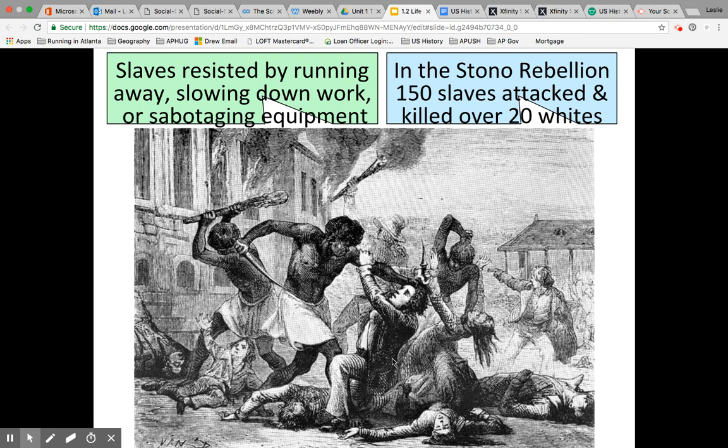In the Stono Rebellion in South Carolina, you actually have a full-fledged rebellion. 150 slaves attacked and killed over 20 whites. The effect of the Stono Rebellion, though, is going to be the introduction of very, very harsh slave codes, or essentially laws that formalize slavery and punish slaves very harshly for even the most minor offenses.